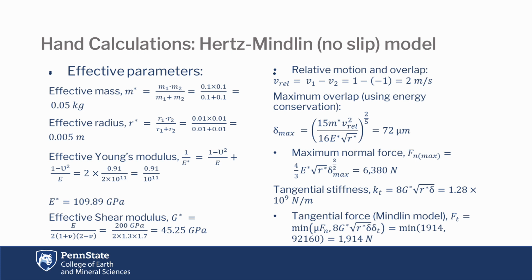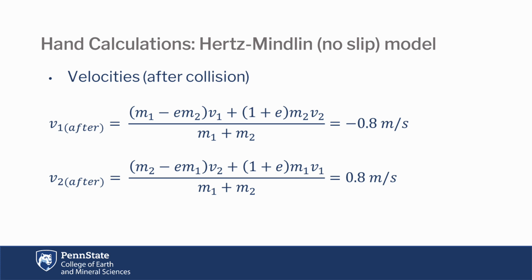And finally, just like before, we have the velocity calculation, still with the Hertz-Mindlin no-slip model. We have our velocities v1 and v2 after the contact as negative 0.18 meters per second, because it is going in the opposite direction to our original convention for the velocity.